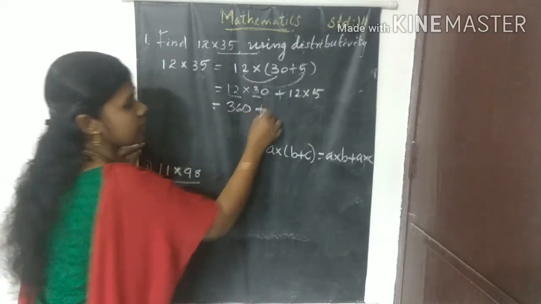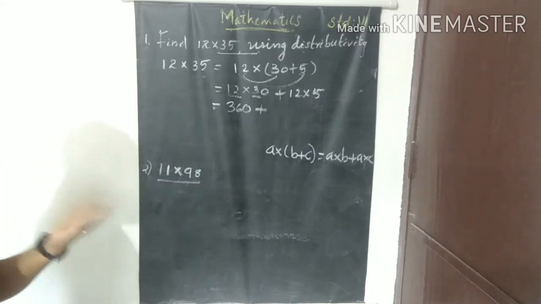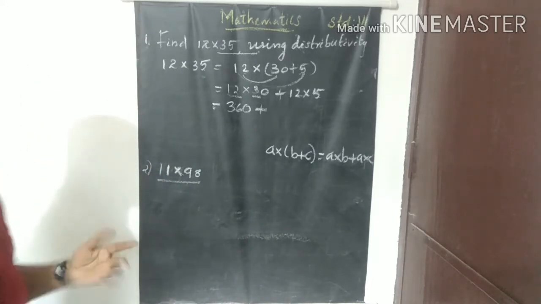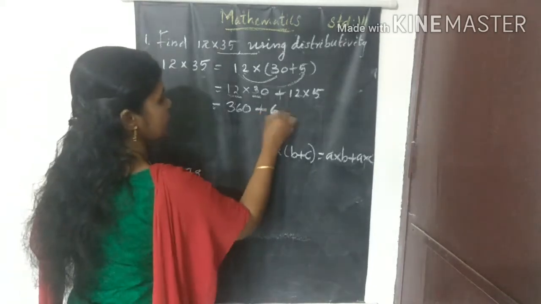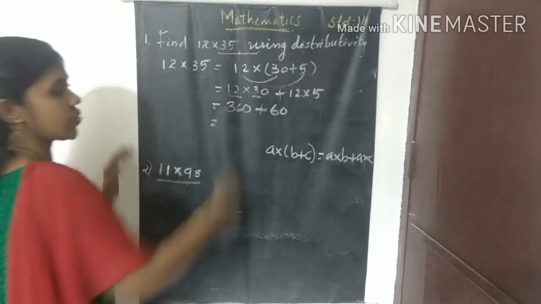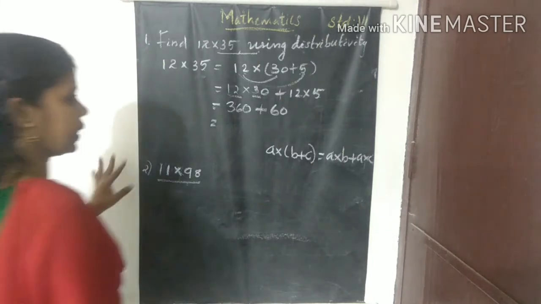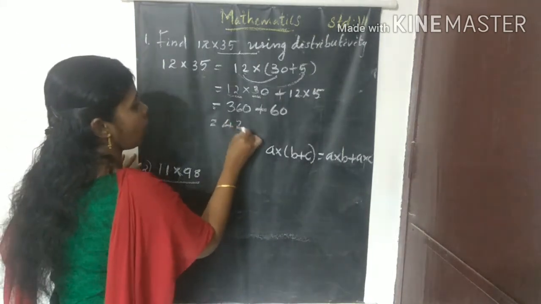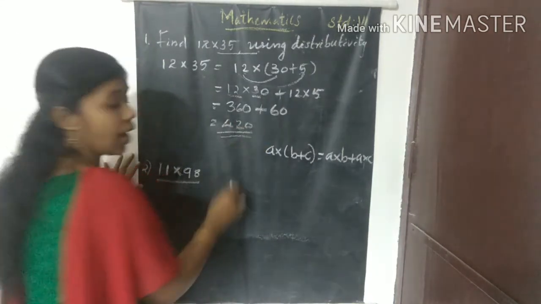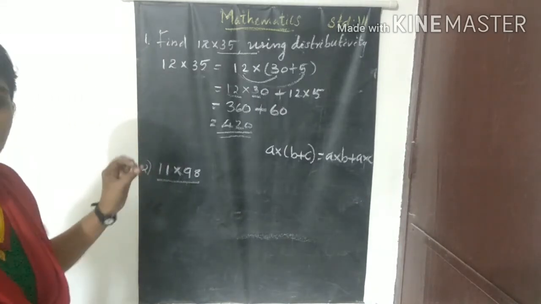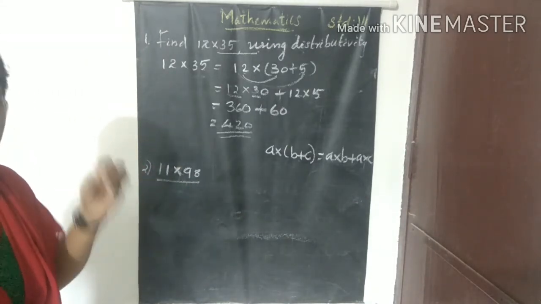What is 12 fives in the table of 12 or 5? 12 fives are 60. Okay, then just add the numbers: 360 plus 60. What is the answer? 360 plus 60 is 420. All these we find only using simple math, that is mental math.